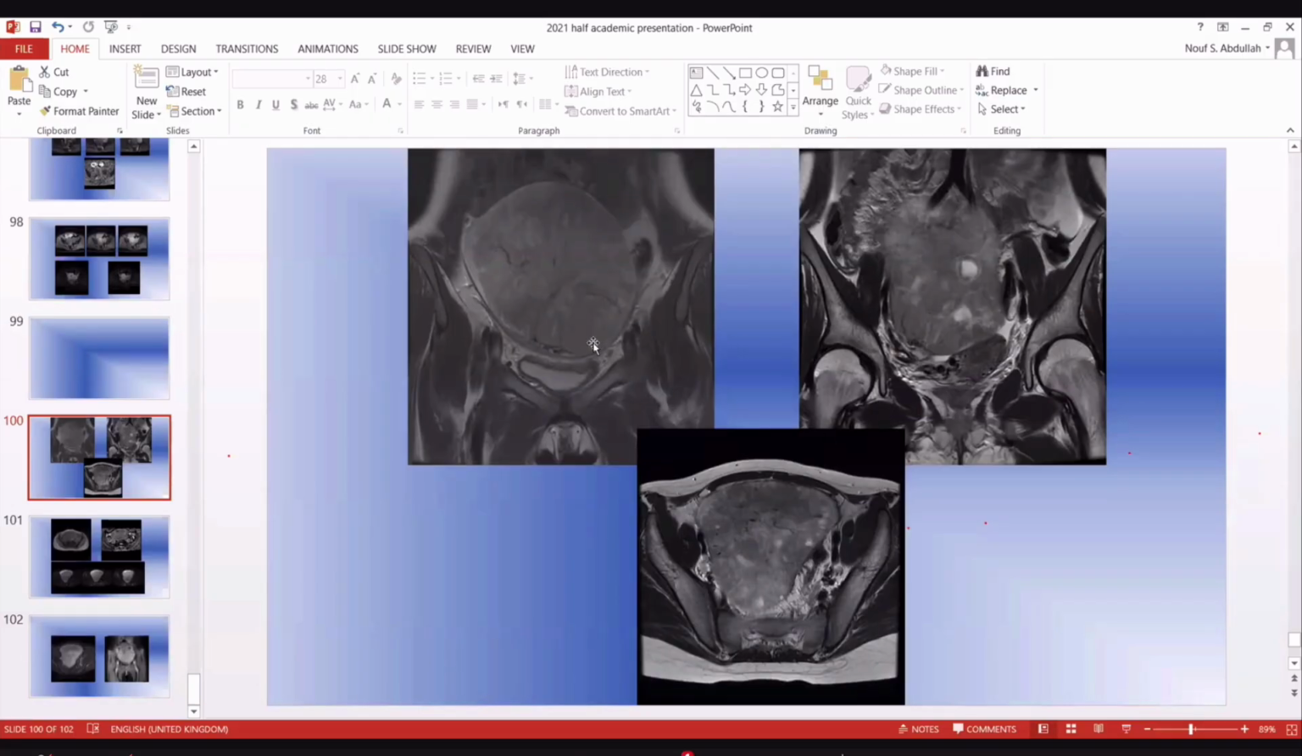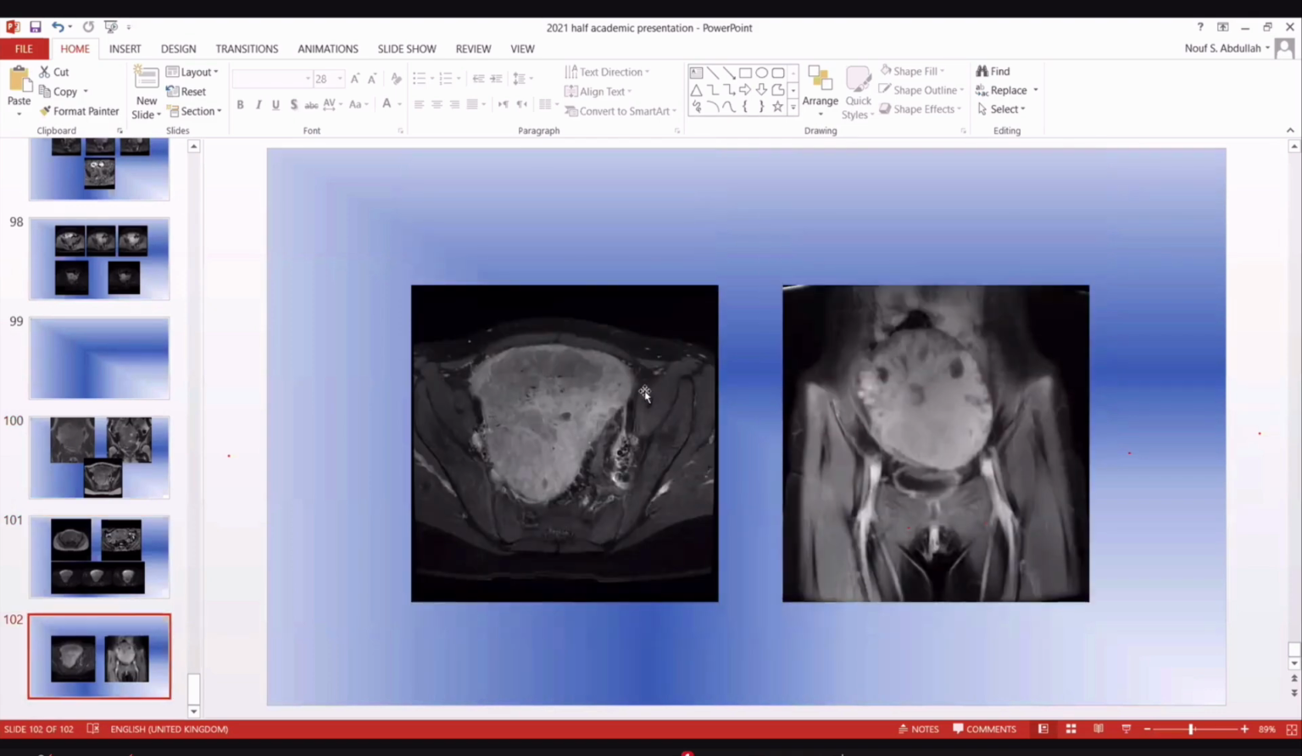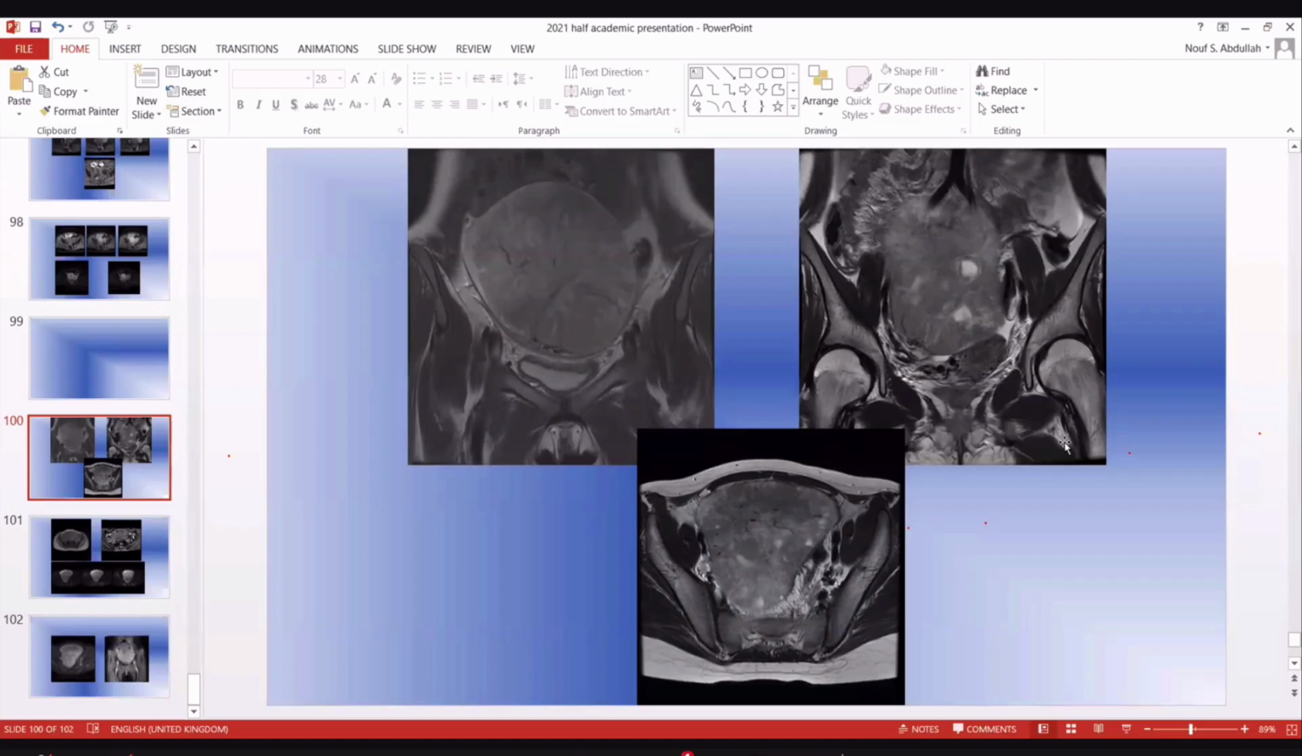Your next question is, where is this coming from? It is separate from the uterus. It is most likely arising from the right adnexa. It demonstrated intermediate signal intensity on T2. It showed significant diffusion restriction, and on post-gad, it showed significant enhancement. And this patient is 15 years old.